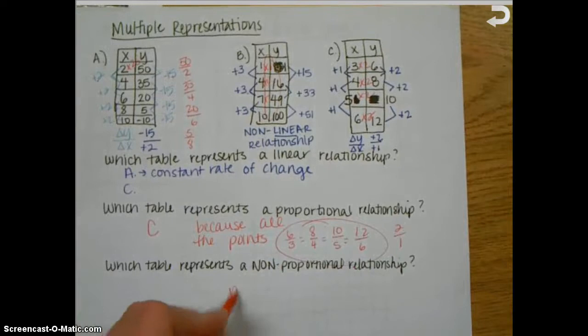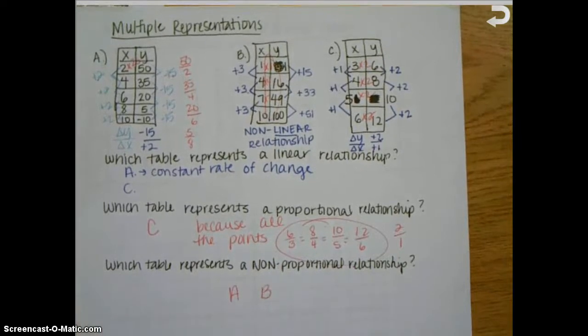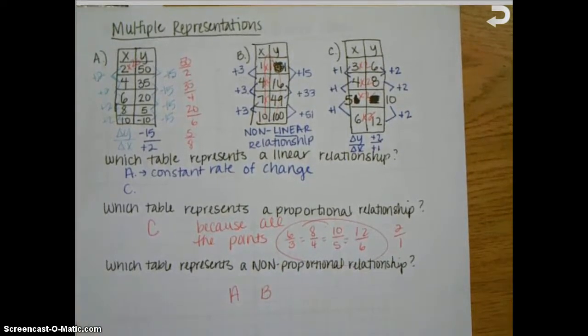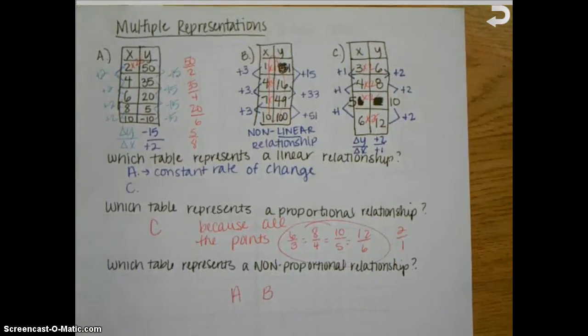Non-proportional relationships would be A and B. Please don't freak out. We will be working on this in class. This is just a preview, if you will.